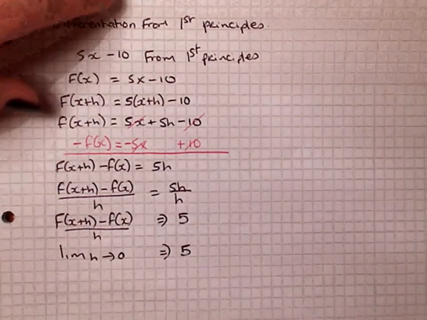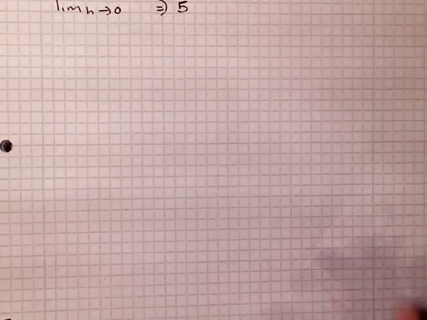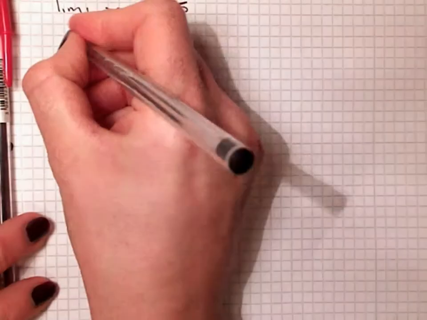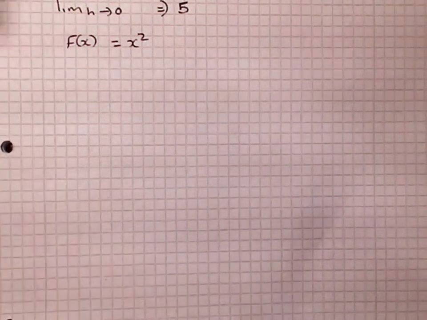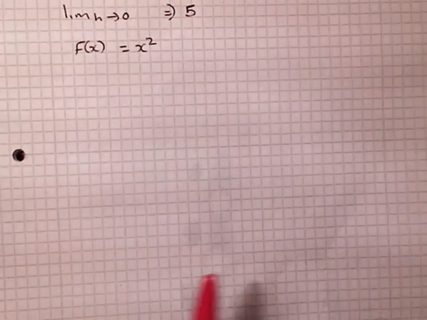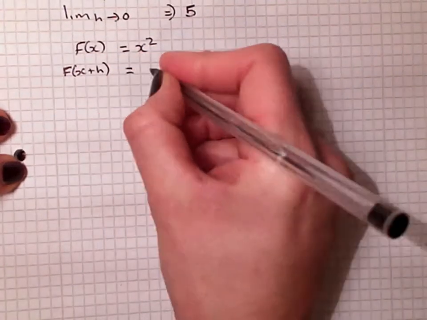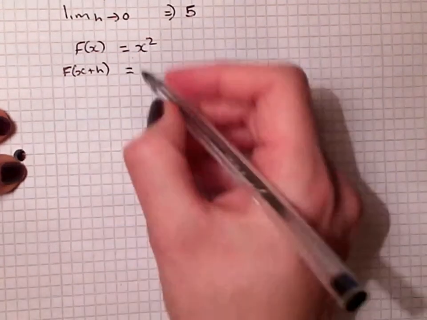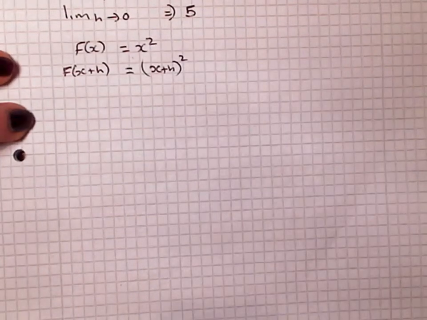Now the second example is if you were asked to differentiate f of x equal to x squared from first principles. So step 1 again, everywhere you see x you add on the change in x, and everywhere you see x you replace it with x plus h, so it's going to be x plus h all squared.